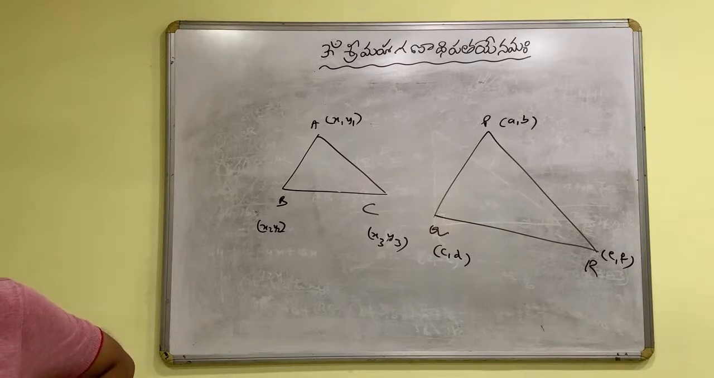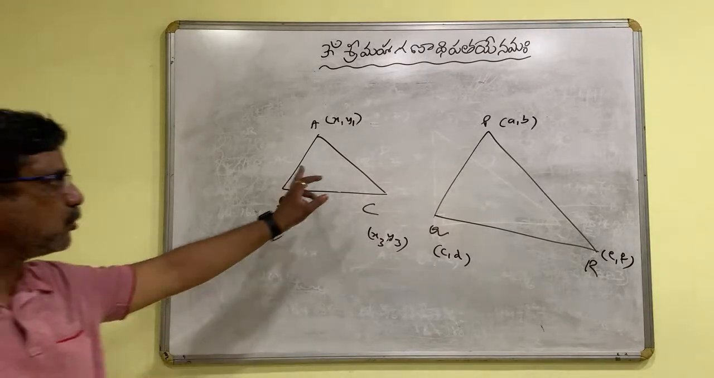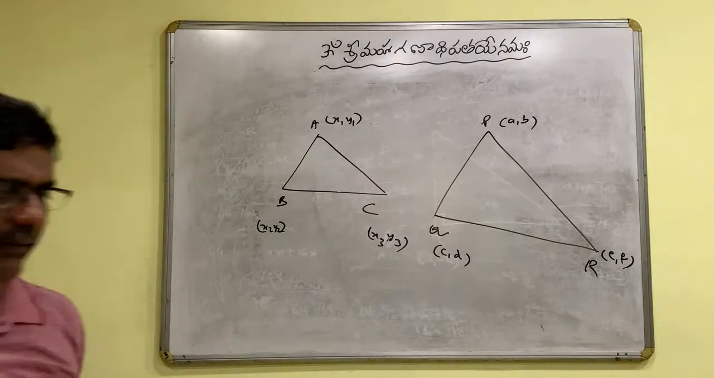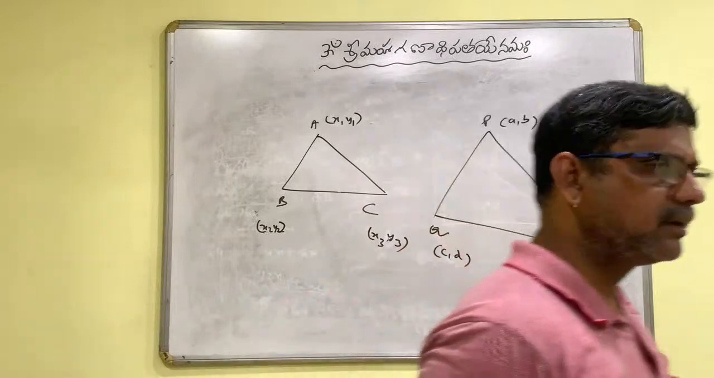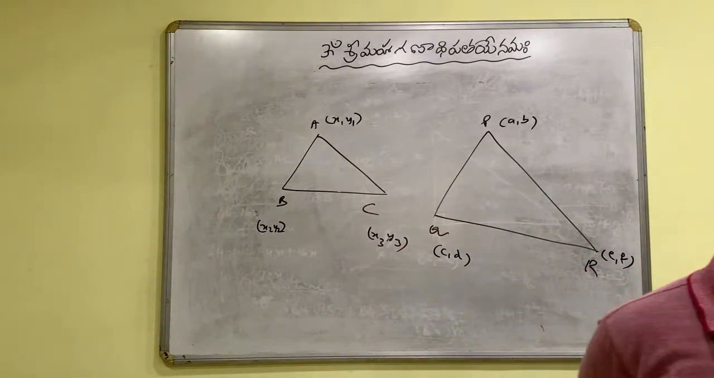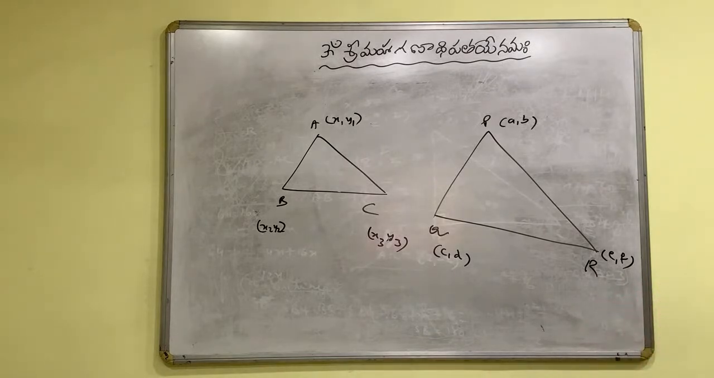So we got all the lengths. We got AB, BC, AC, and we got PQ, QR, PR. What else to do after that? How can we prove that these two triangles are similar? AB by BC, Neha Devi, are you sleeping? AB by BC.